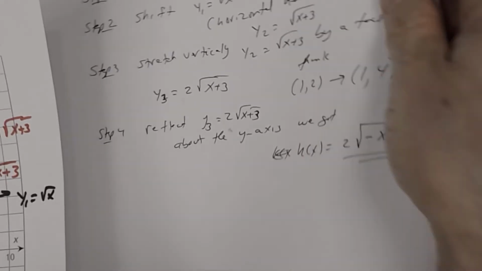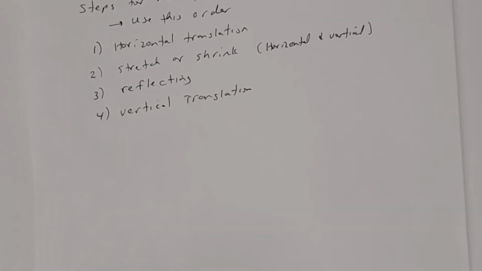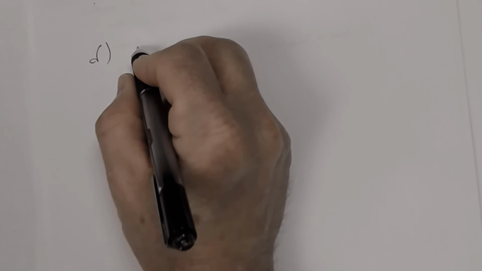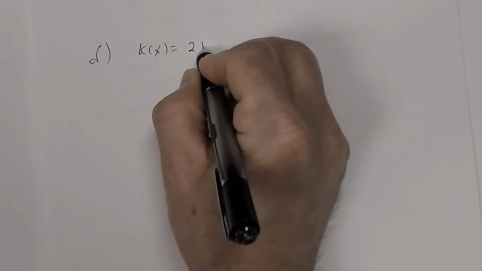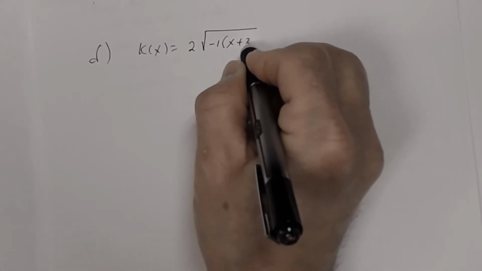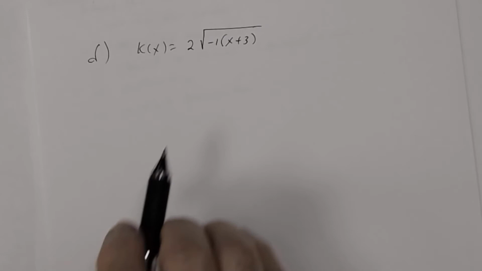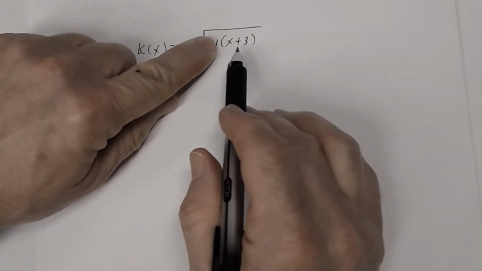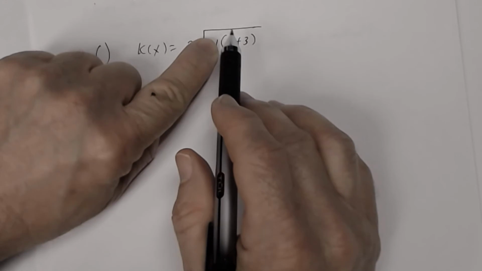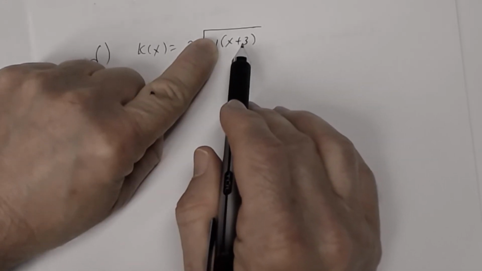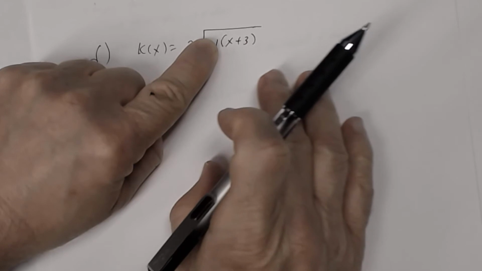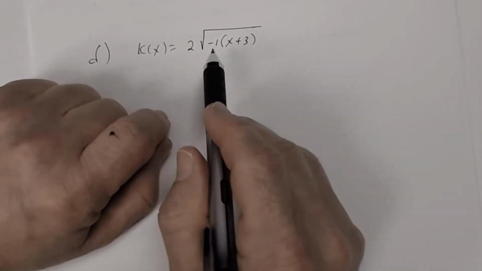Okay, so you got to listen carefully to this, to D. In D, you have k of x is equal to 2 times the square root of negative 1 times (x plus 3). Okay, so listen carefully. Some students mess up by looking at this first. So they'll say, I'm gonna take the square root of x and shift it 3 units to the left, because remember you can think counterintuitive. Well, if you do that right away, you're graphing a different function. What you have to do is distribute first.